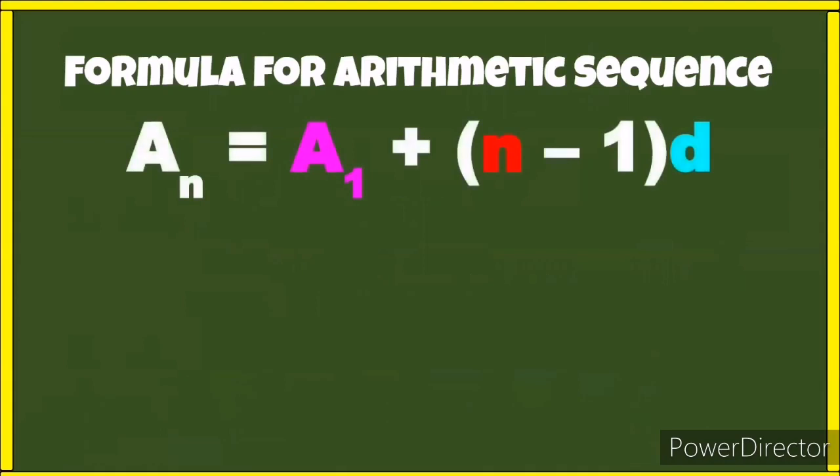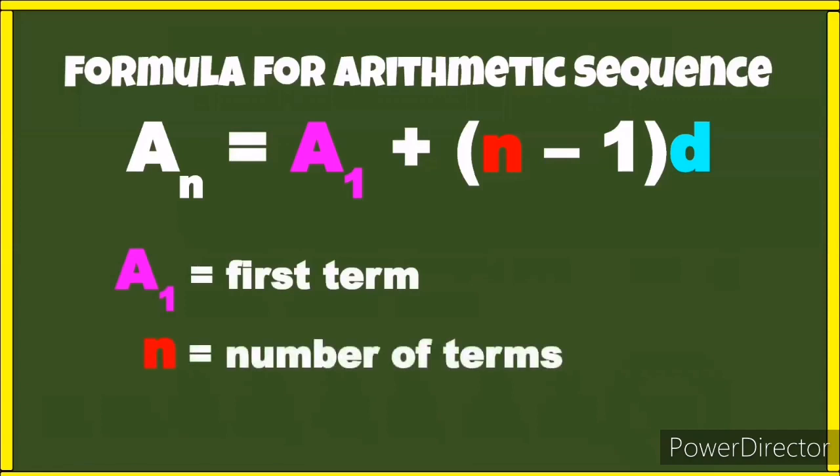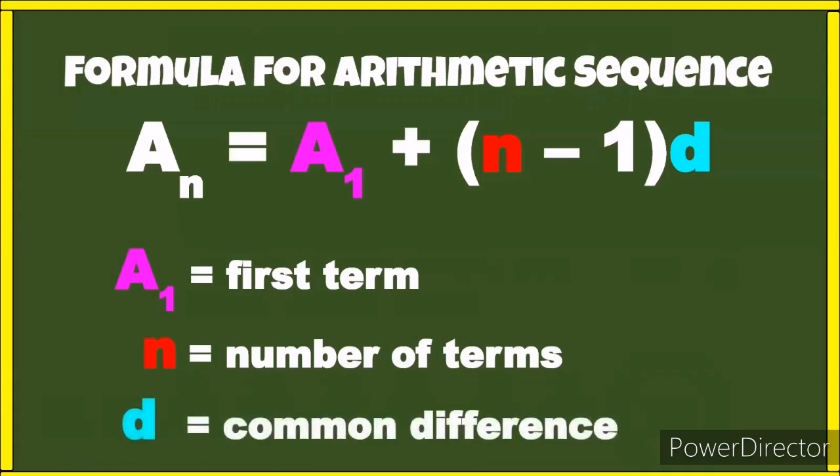The formula is a sub n equals a sub 1 plus n minus 1 times d, where a sub 1 stands for the first term, n refers to the number of terms, and d is the common difference. What about a sub n? Well, a sub n is the missing term. It's the one we are trying to solve, or we are trying to find. A sub n can also represent the last term of the sequence.